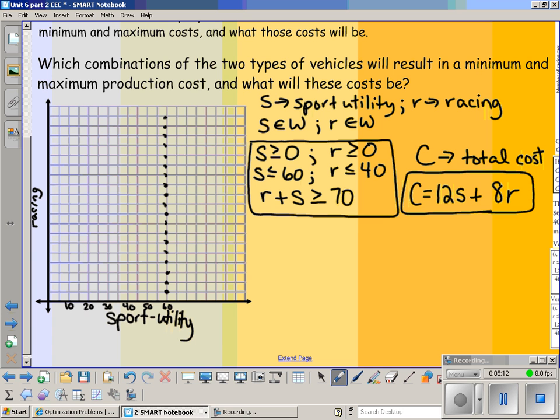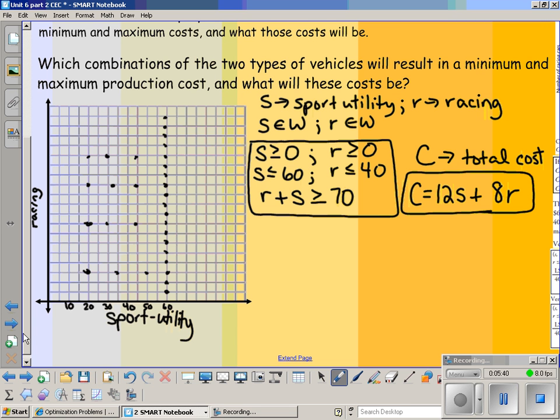S is less than 60, so less than 60 would be to the left. Confirm that by using a test point. If you put 0 into the S, 0 is less than or equal to 60. So we are going to be shading left, or stippling left. I'm not going to stipple the entire region at this point in time, but that's where we are going to be stippling the S less than or equal to 60.